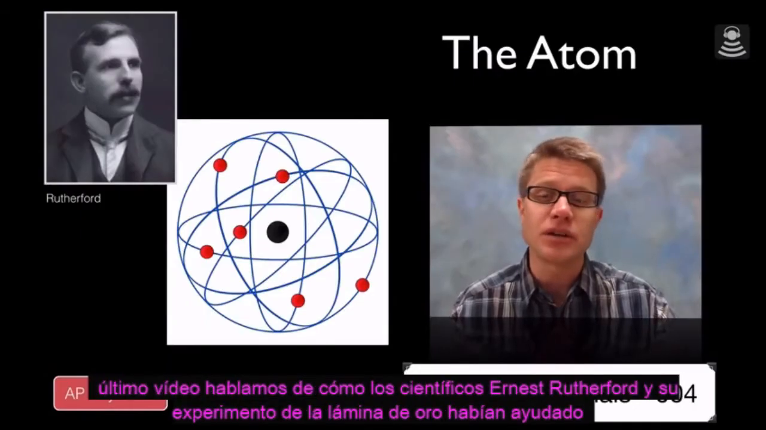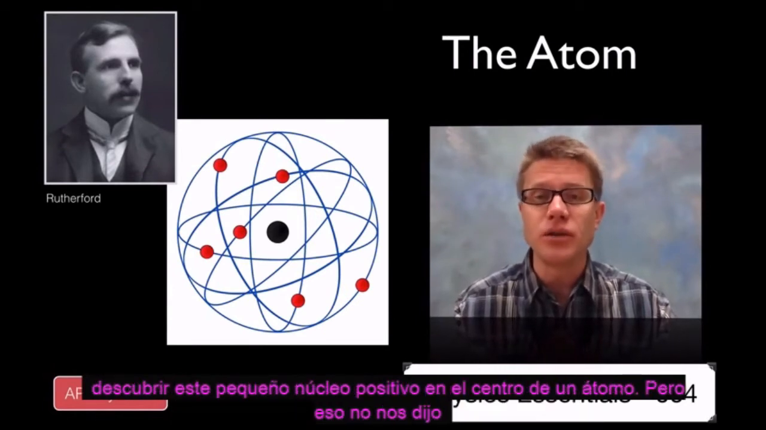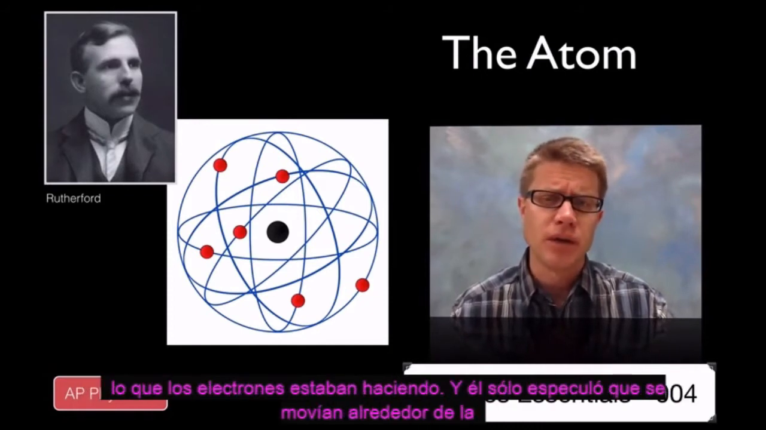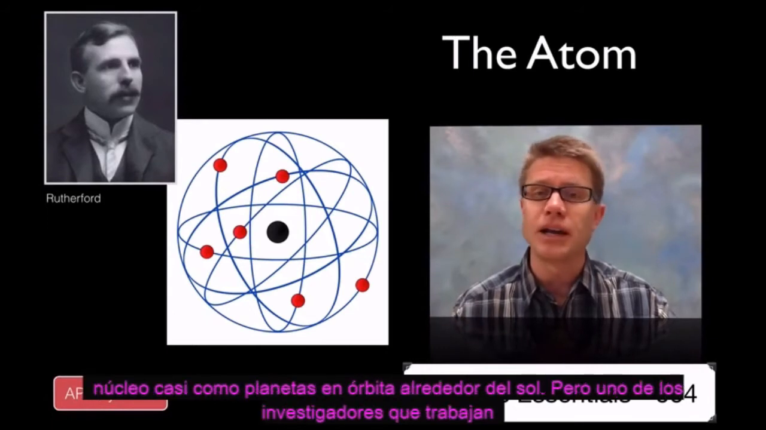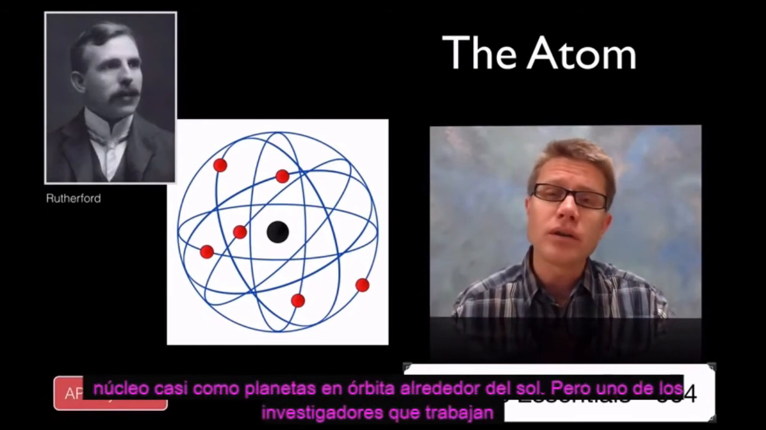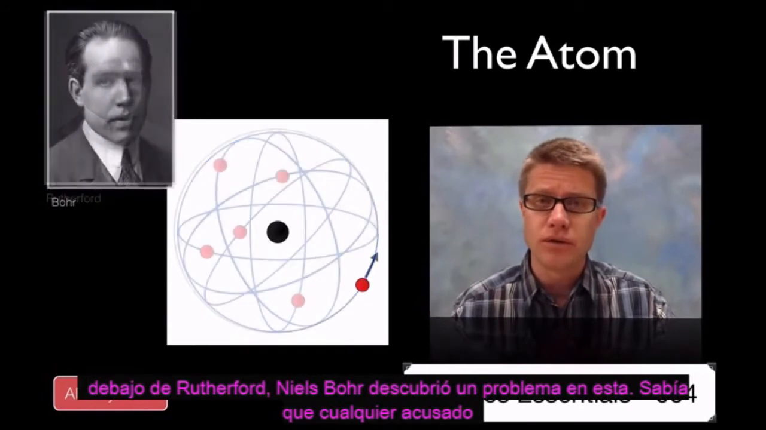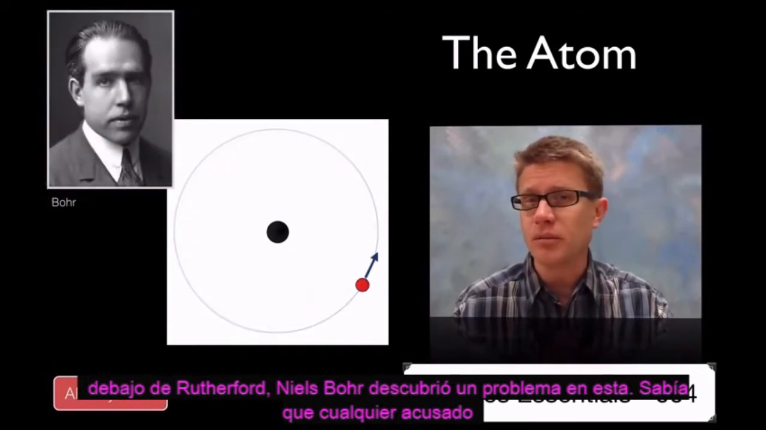In the last video, we talked about how Ernest Rutherford and his gold foil experiment helped scientists discover this positive, small nucleus in the center of an atom. But that didn't tell us what the electrons were doing. He just speculated that they were moving around the nucleus almost like planets in orbit around the sun. But one of the researchers working underneath Rutherford, Niels Bohr, spotted a problem in this.